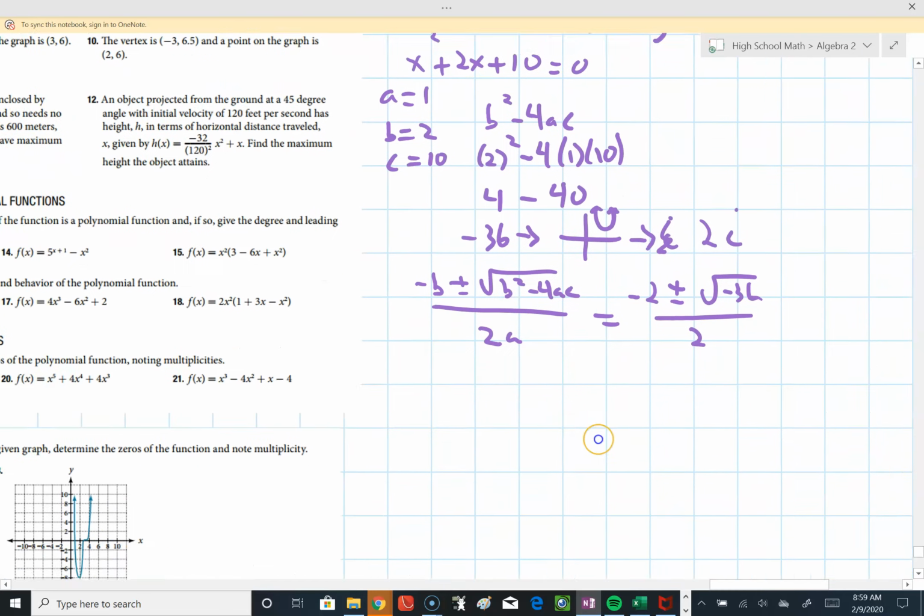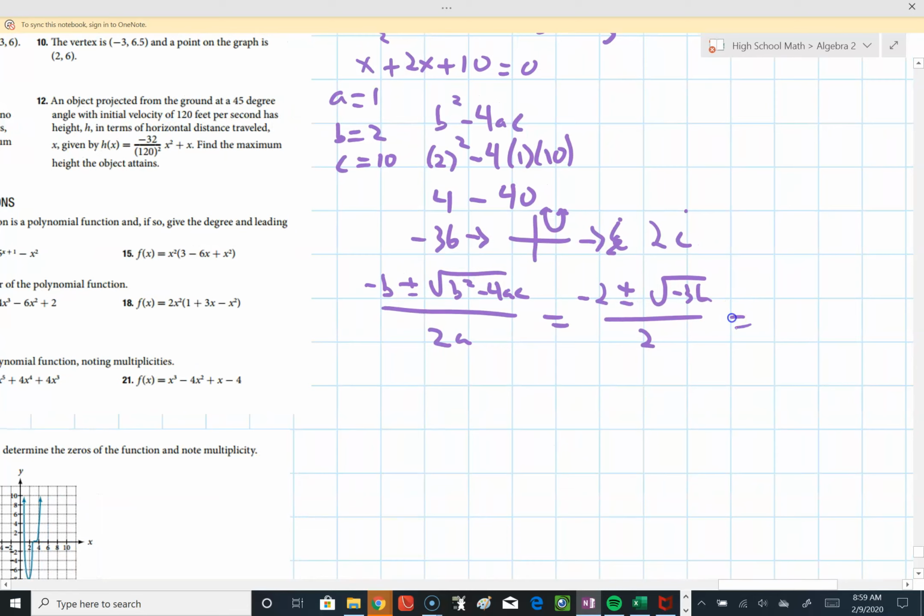If you remember nothing else about i, know that it is an object that helps us deal with the square root of a negative. Well, square root of 36 is 6, so we have negative 2 plus or minus 6i over 2. 2 goes to both of those numbers, becoming negative 1 plus or minus 3i.